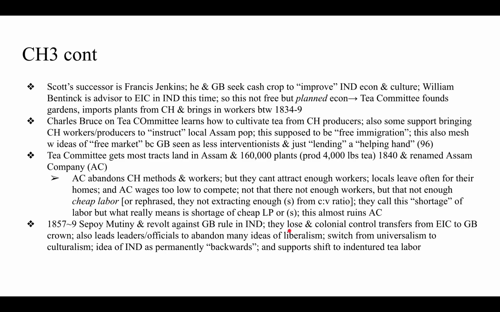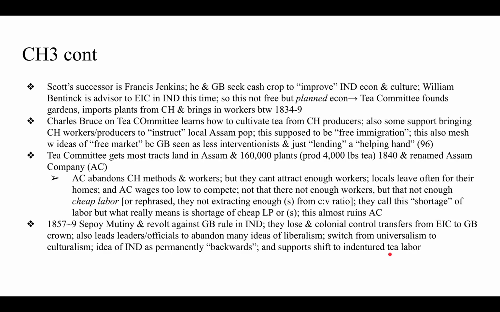The people rebelling against colonialism lost, and colonial control transferred from the East India Company to the British Crown. And this also led British leaders and officials to abandon many ideas of economic liberalism, which they initially held on to. They switched from universalist views to cultural ideas, a kind of culturalism. And they started to use this discourse of India as being permanently backwards, and also supported a shift to indentured tea labor then.